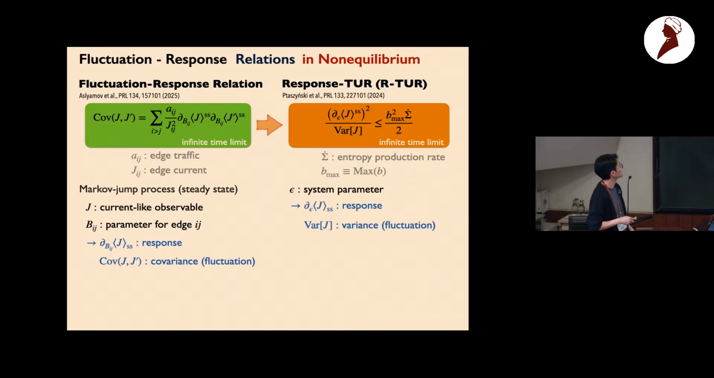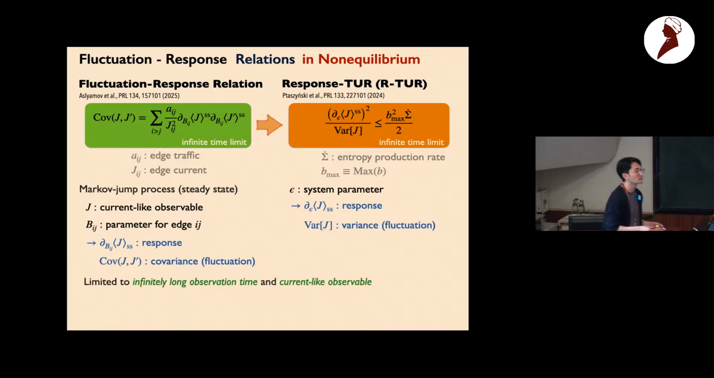So it looks like TUR. Here, sigma dot is the entropy production rate. Let's say that there is some parameter epsilon here. I will explain it later. So this partial derivative in terms of epsilon can be regarded as a response function to the perturbation of epsilon, and this variance is a fluctuation. So this inequality also gives us a relationship between the response and the fluctuation. Okay, so these two relations are important and interesting. However, as I mentioned, these two relations are limited to infinitely long observation time and current-like observables.